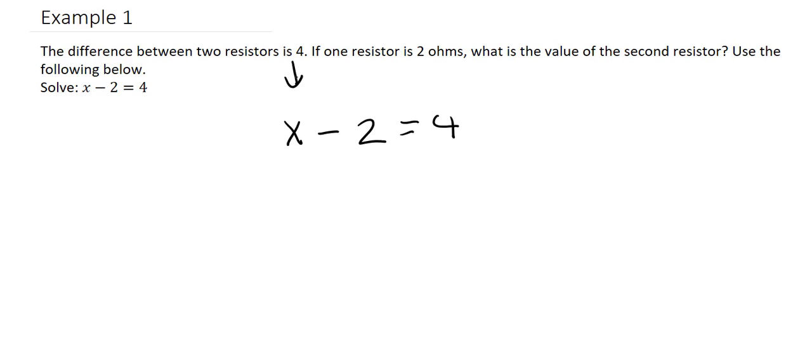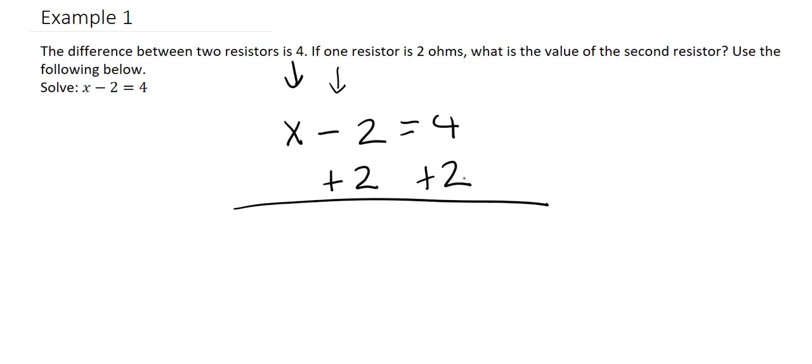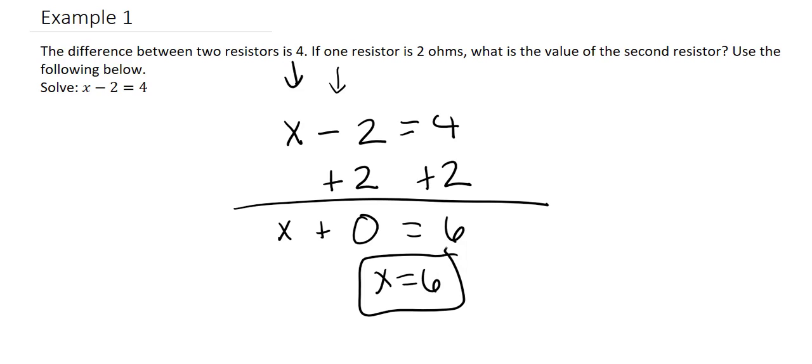In order to solve, we have a subtraction right here, so we're going to add 2 to both sides. On the left-hand side of the equal sign, minus 2 plus 2 is 0. So we bring down the x, plus 0, is equal to 4 plus 2, which is 6. x plus 0 is really just x, so x is equal to 6. If we plug this in, 6 minus 2 is equal to 4. So this checks out, and that's how we can check our answers.